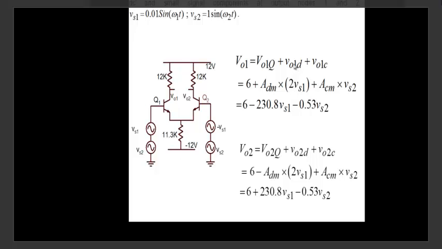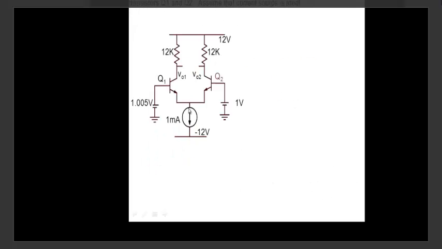Will there be a common mode current? It will be there. So you'll have to calculate that. I'm just saying the same thing you have to repeat for whatever quantity you're asked. All right, let's come to this one.